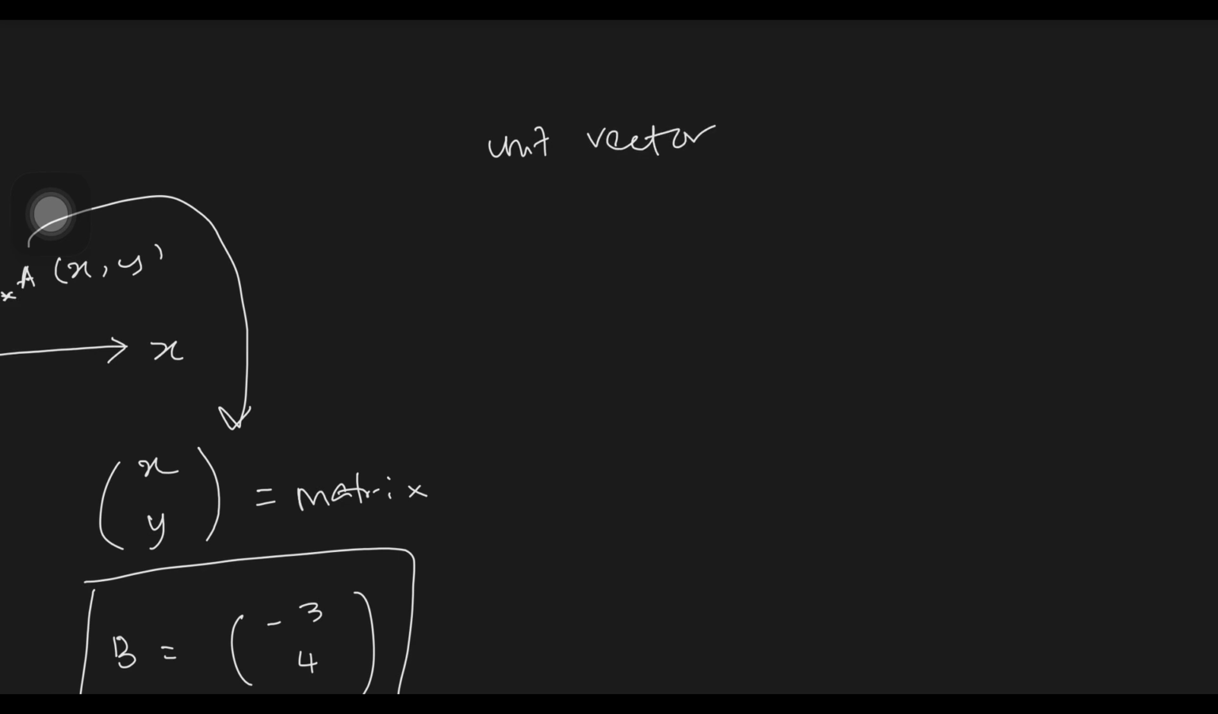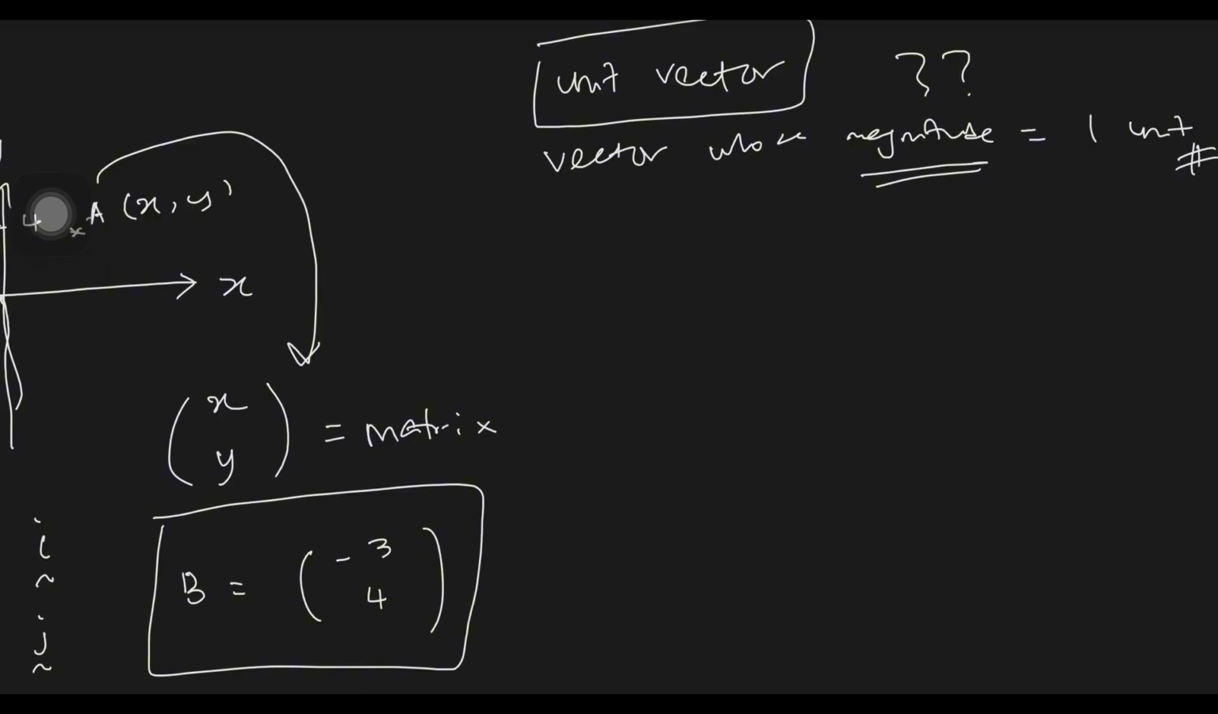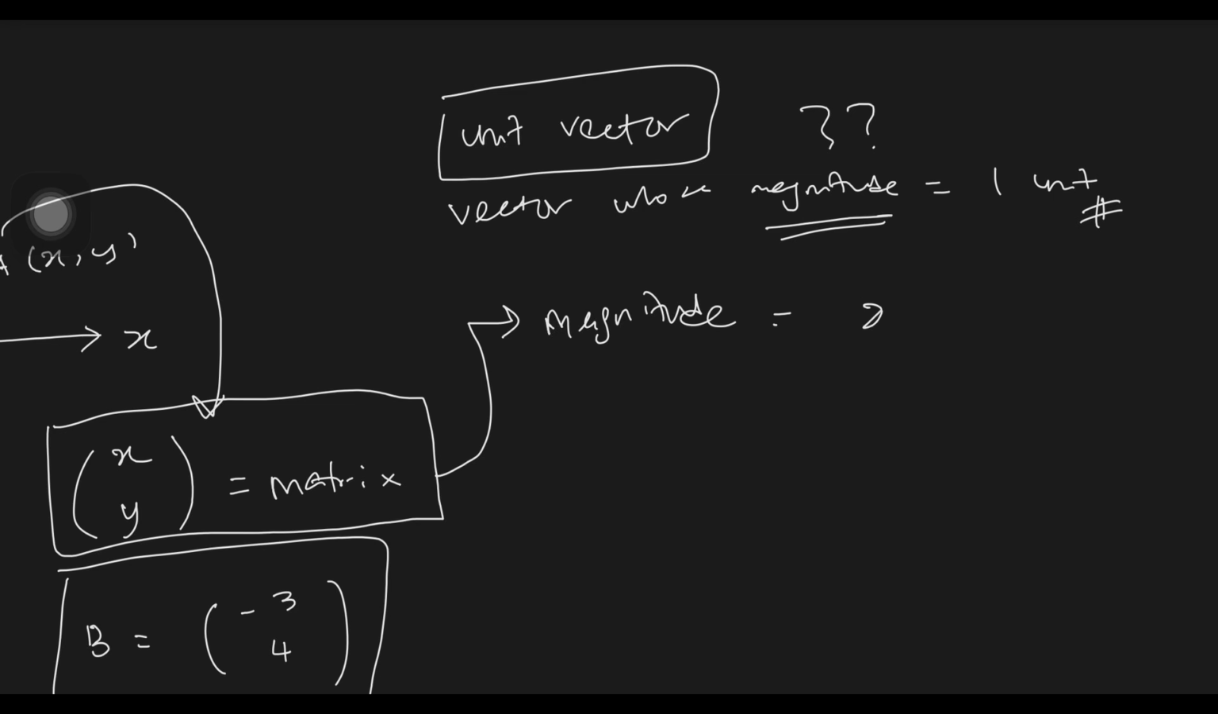Now we go to unit vector. So unit vector is a vector whose magnitude is 1 unit. Okay, so how do we find the unit vector? In the first place, we need to know the magnitude. So how do you find the magnitude? Remember, you have a vector which is like this. So your magnitude is the square of the x plus the square of the y, and square root the entire sum.